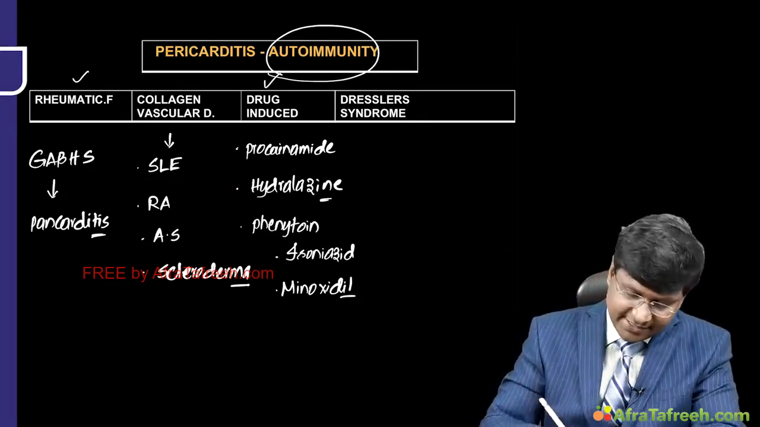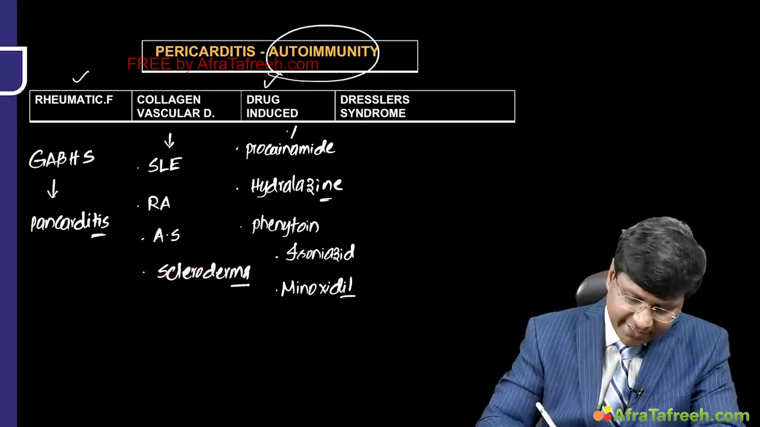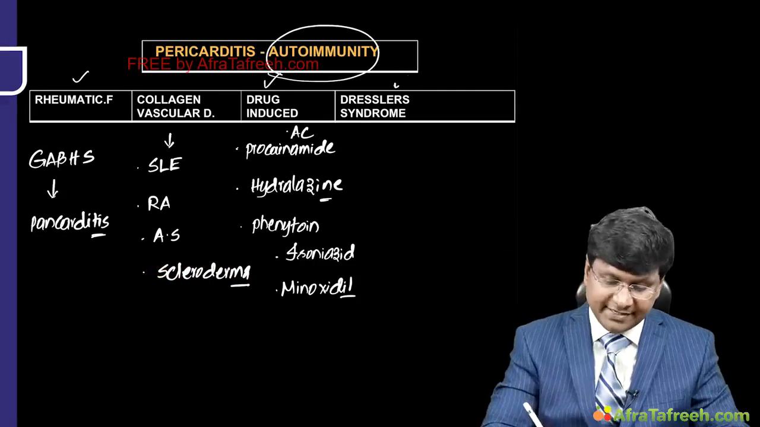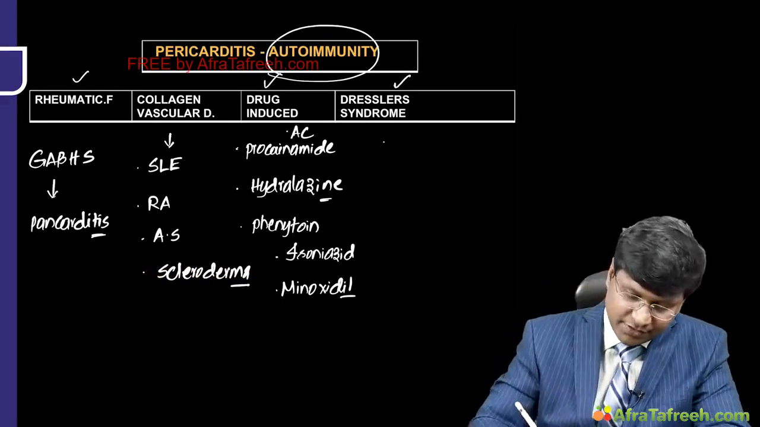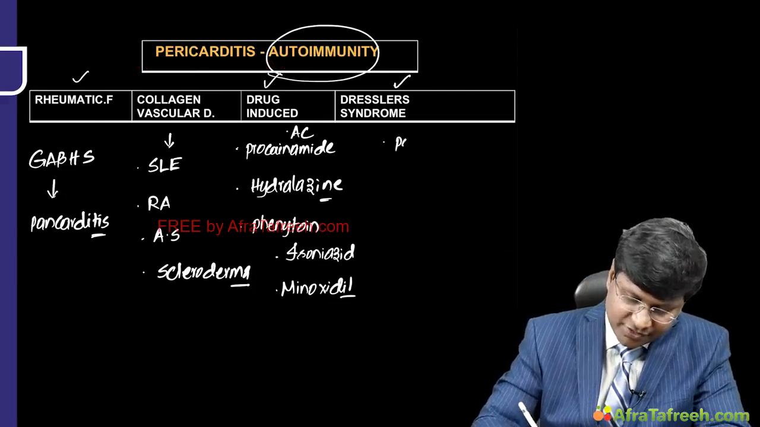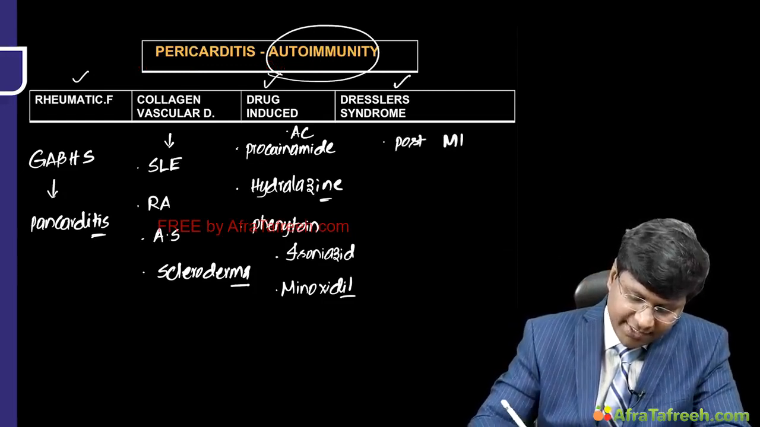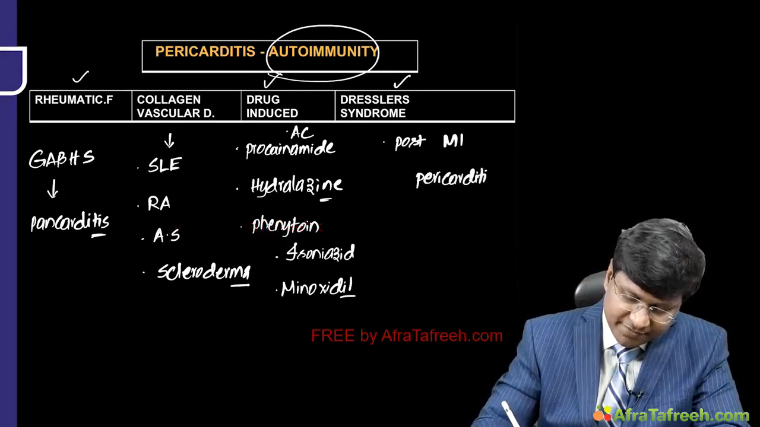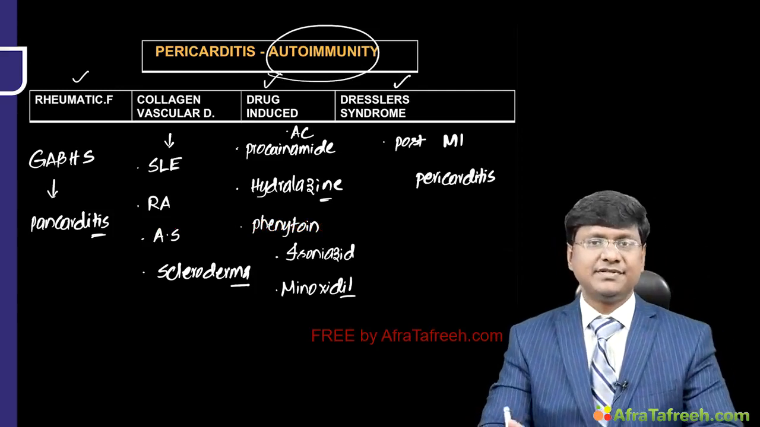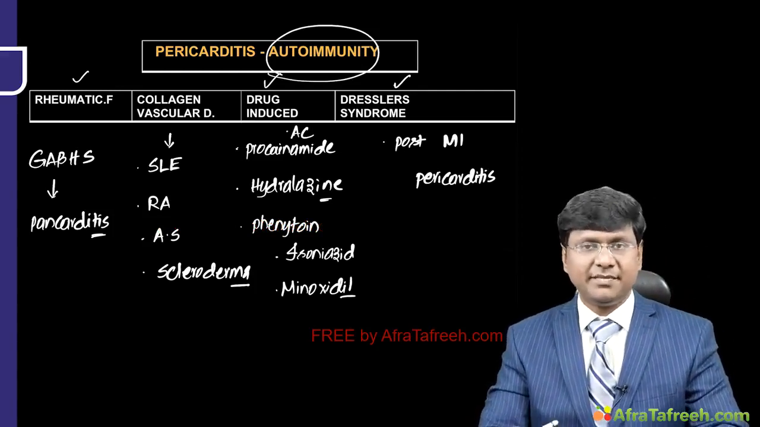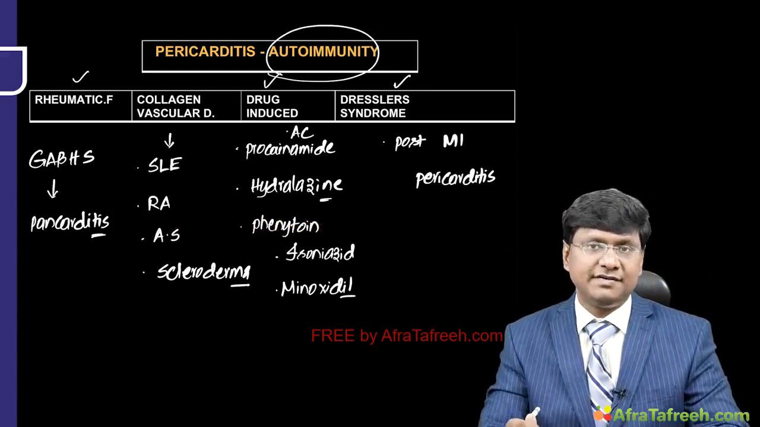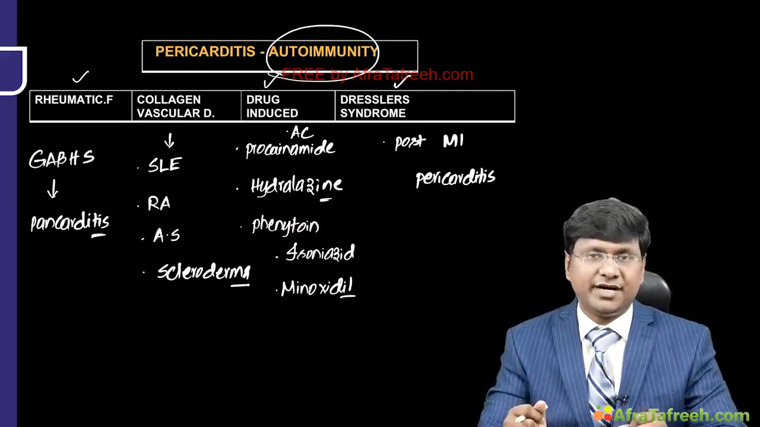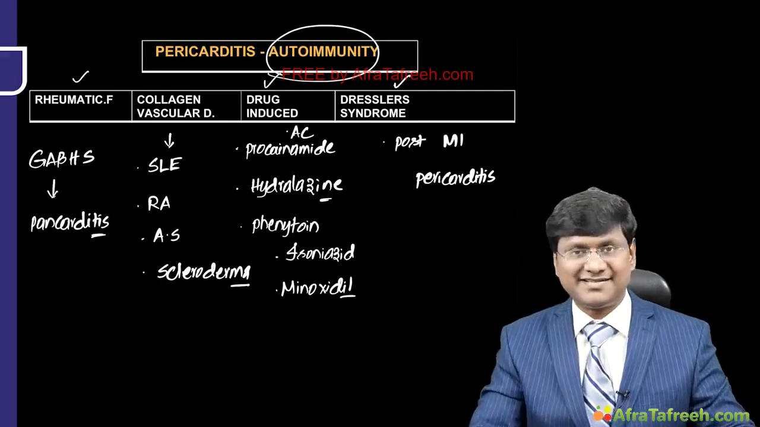And the other group of drugs are the anticoagulants. So these are the drugs which will cause pericarditis. Then we have Dressler syndrome, which is called post myocardial infarction pericarditis. What exactly happens is, not immediately after the development of MI, but a few days to weeks after the development of MI, there can be inflammation of the pericardium. That is called post myocardial infarction pericarditis, the Dressler syndrome.